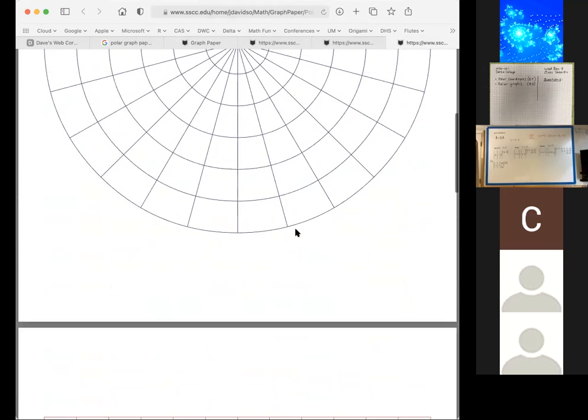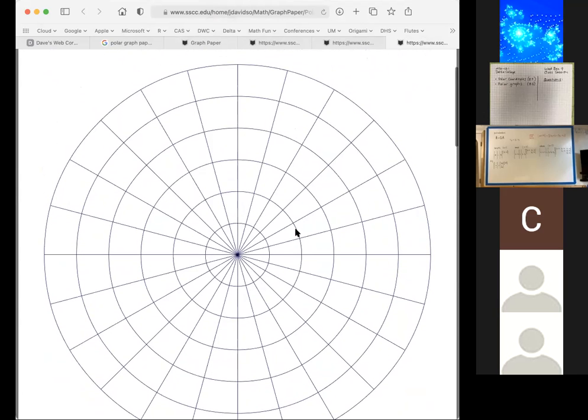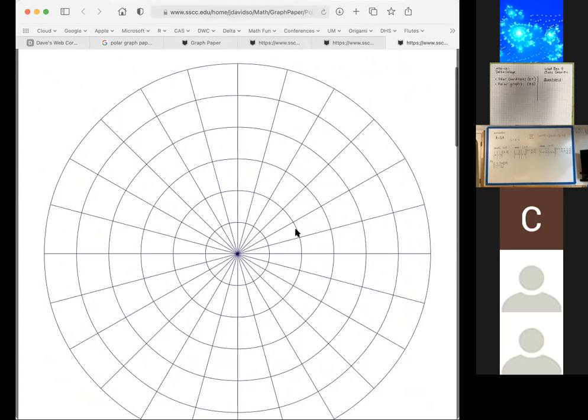So I think a lot of people are thinking similarly to me, like, well, you don't have a space to run out and buy graph paper. And in particular, you can't go to Staples and find polar graph paper, probably. I guess I never looked.